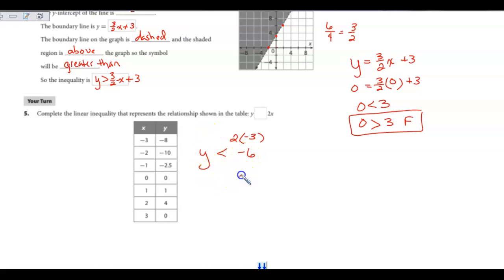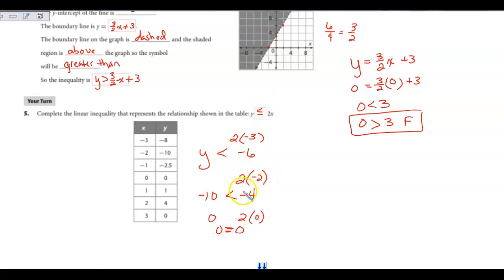Negative 8 is less than negative 6. If I take 2 times negative 2, I get negative 4. And if I compare it to negative 10, negative 10 is less than negative 4. So I have 0, 0. So if I have 0 and 2 times 0, these are going to be equal. 0 equals 0. This is telling me that it is less than or equal to.